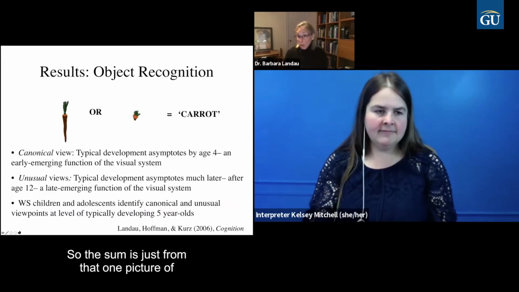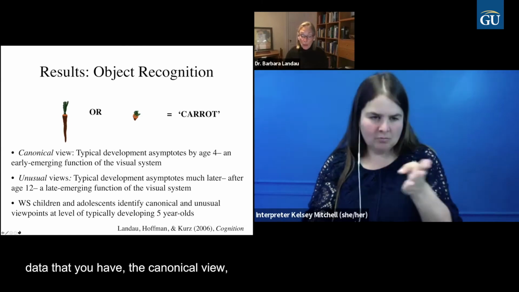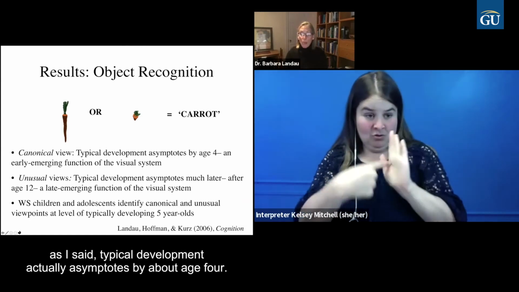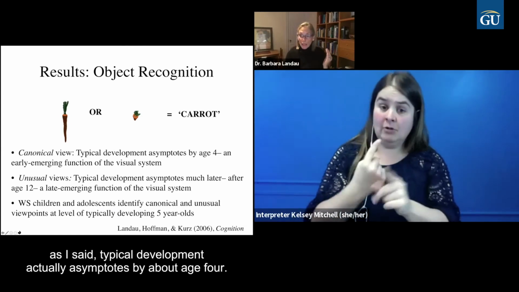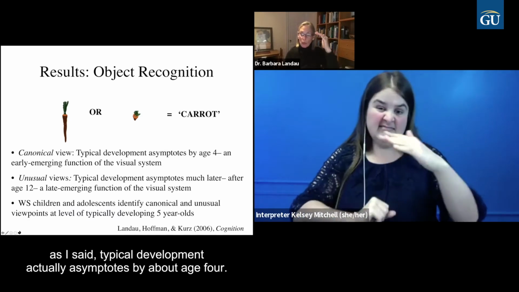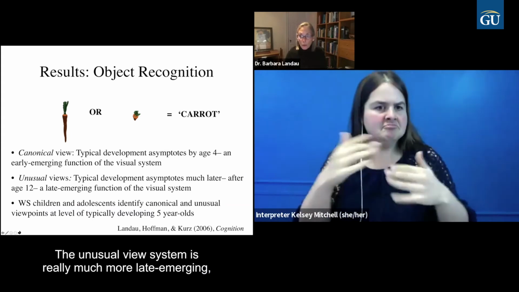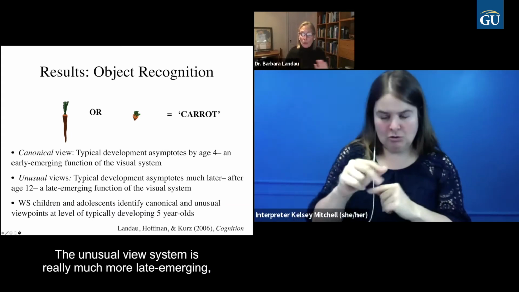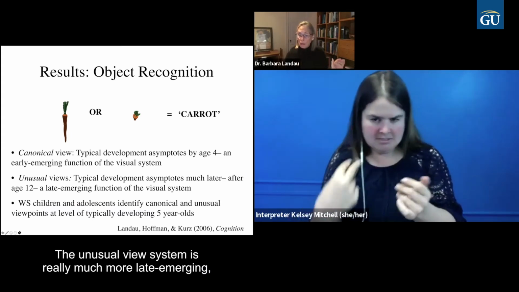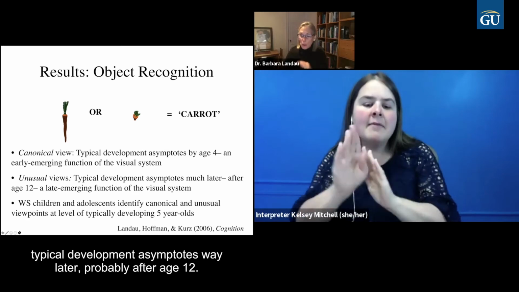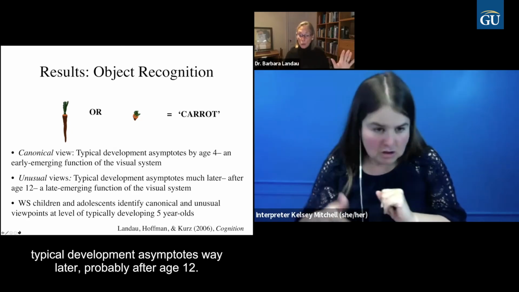So the sum is, just from that one picture of data that you have, the canonical view, as I said, typical development actually asymptotes by about age 4. It's an early emerging function of the visual system. The unusual views system is really much more late emerging. Typical development asymptotes way later, probably after age 12.